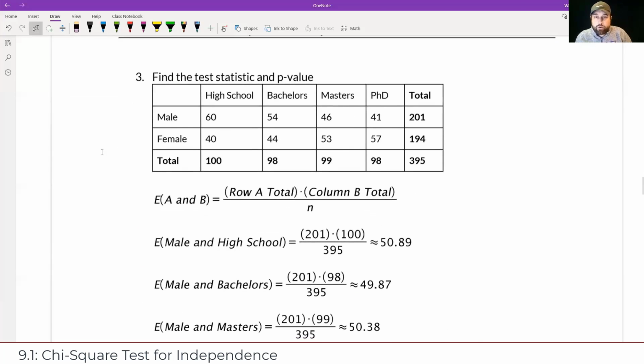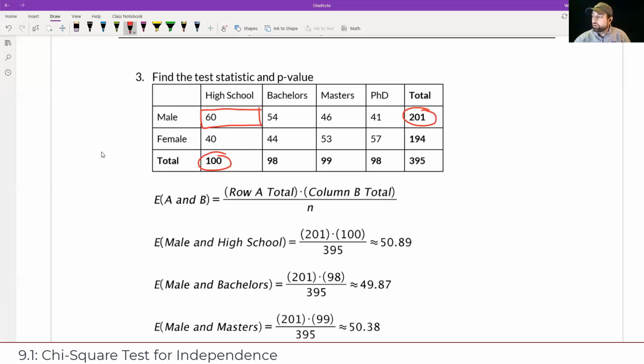So here is how we calculate expected values. Now remember, the table that we have is the observed values. These are our observations. These are all our observed values. We now need to calculate the expected, the theoretical value. And the way we do that is cell by cell. So we're going to start right here with male high school. So what we do is we take the total males and the total high school.